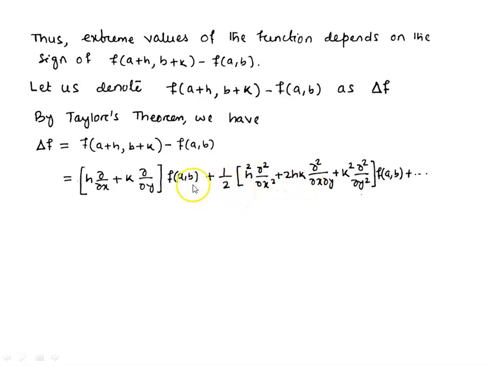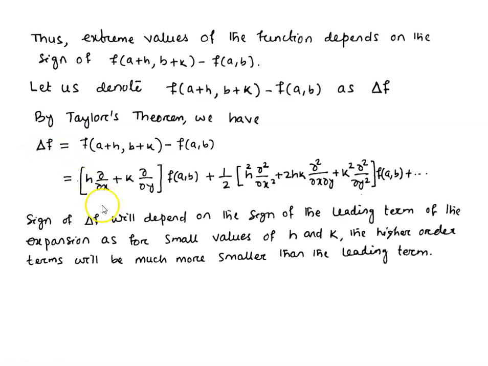Now we have to check the sign of this difference delta f. The sign of delta f will depend on the sign of the leading term. In this case, the leading term is this, (h ∂/∂x + k ∂/∂y) f(x, y). Because the values of h and k are very small, the higher order terms will be much smaller than the leading term. So the sign of this difference depends upon the leading term only.